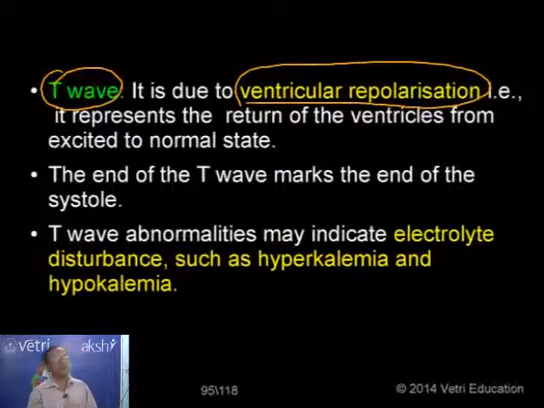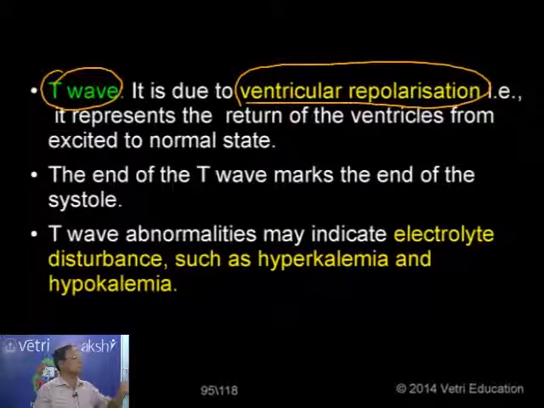We have outer positive and inner negative charges in the membrane of the muscle layers, and that results in the heart returning back to its normal condition from its excited state. And this is the only one where you have repolarization. All other waves are because of depolarization. Remember that one. So once the T wave has been completed, it marks the end of the ventricular systole. After the Q wave, we have the beginning of ventricular systole, and the end of the T wave marks the end of ventricular systole.